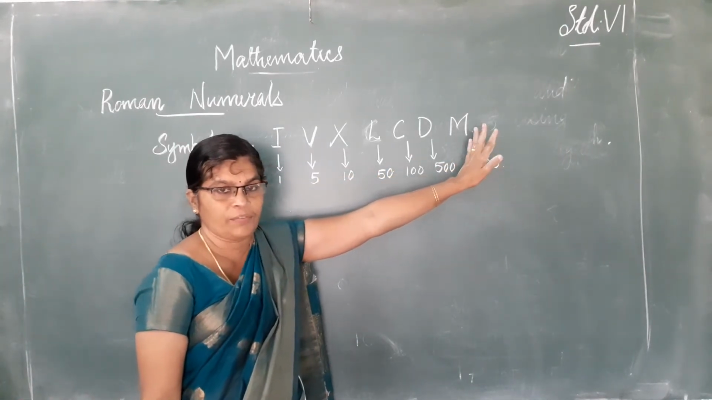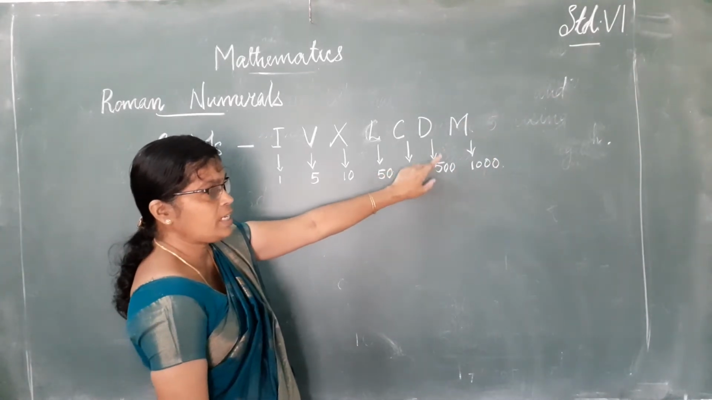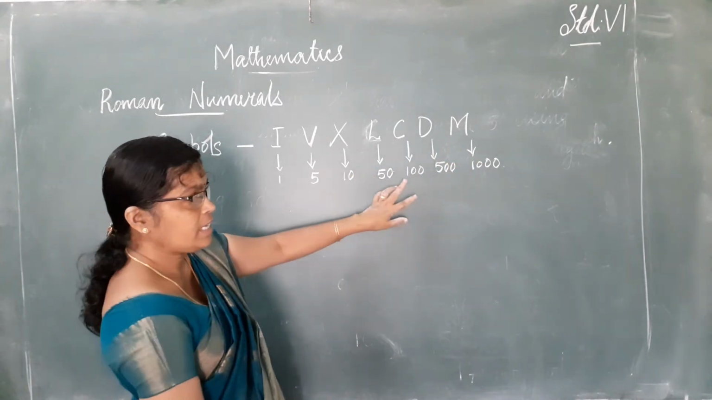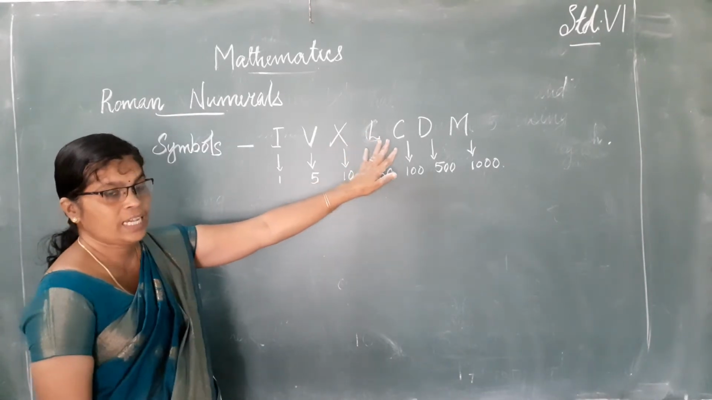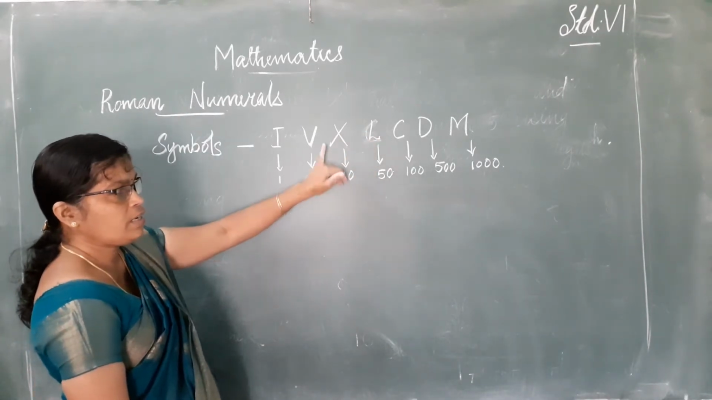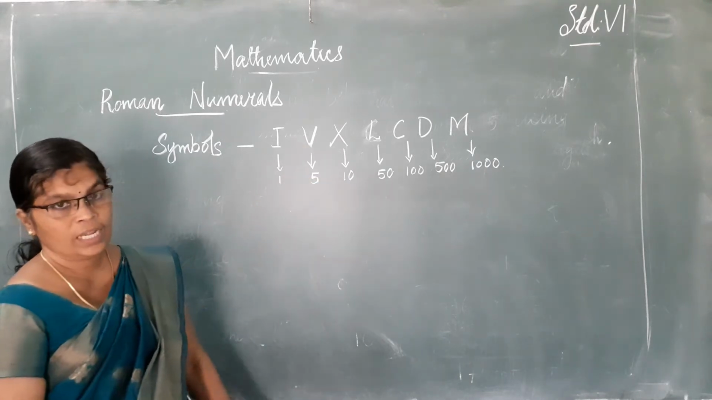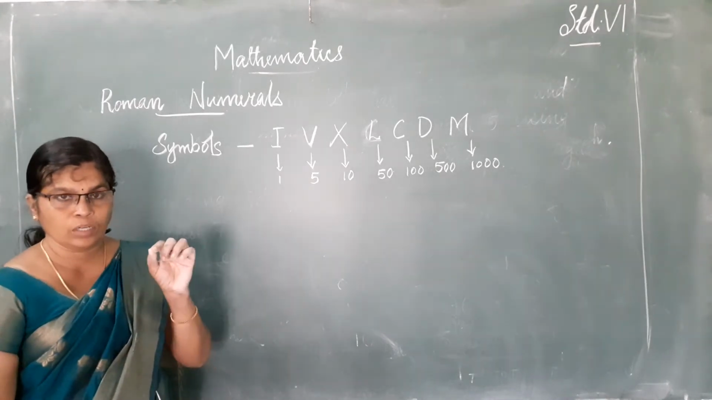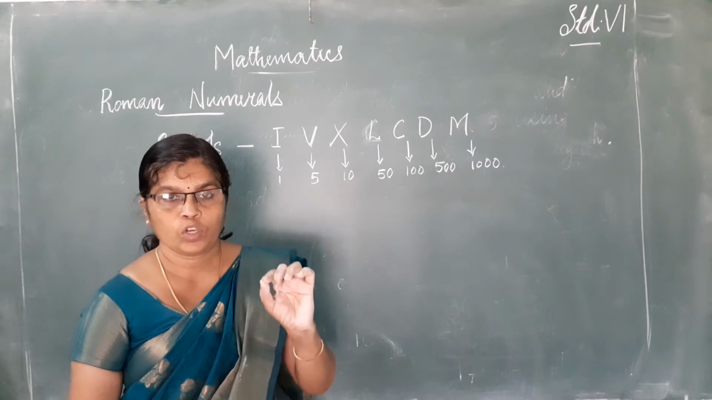In Roman numerals we write M, which means 1000. Instead of 500, we write only D. For 100, C. For 50, we write L only. Then for 10 we write X, for 5, V, and for 1, I. Now, there are certain rules we must follow before writing the Roman numerals.